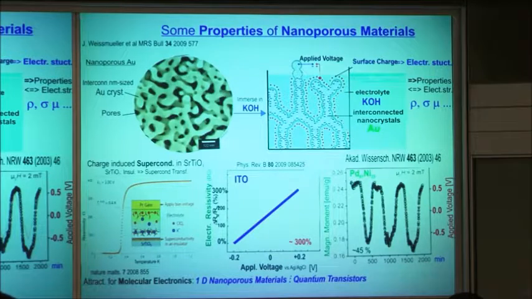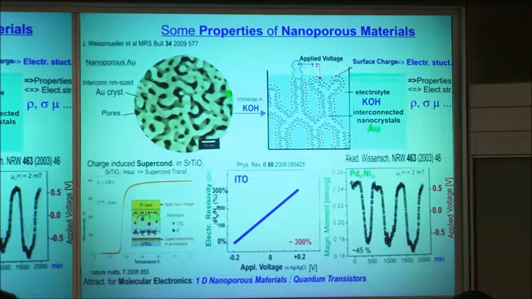Show some properties of such nanoporous materials. Here on the left side, you see a nanoporous material. It's gold. This was produced by leaching out the silver of a gold-silver alloy. And here, the black parts are the pores, and the white part is the gold. So you see there's a network of gold crystals interconnected, and in between are the pores.